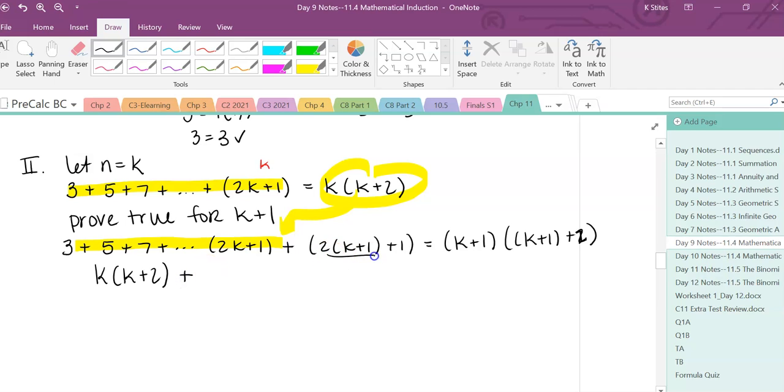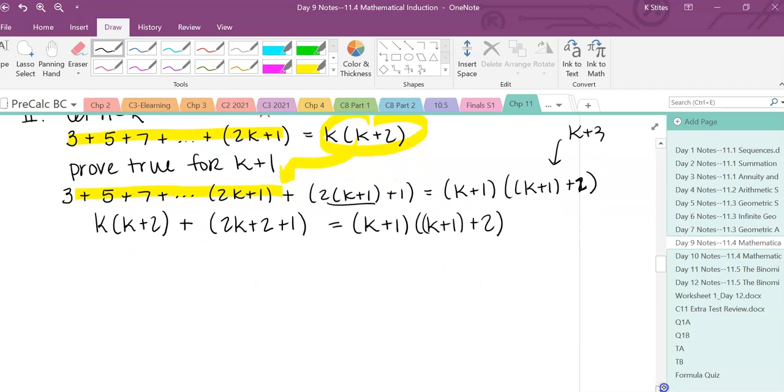And I'm going to start distributing over here. 2k plus 2 plus 1. And again, this is really a k plus 3, even though we're not going to write it like that. But that way, when we get a k plus 3, we know we're on the right track. All right, we're just going to keep distributing here.